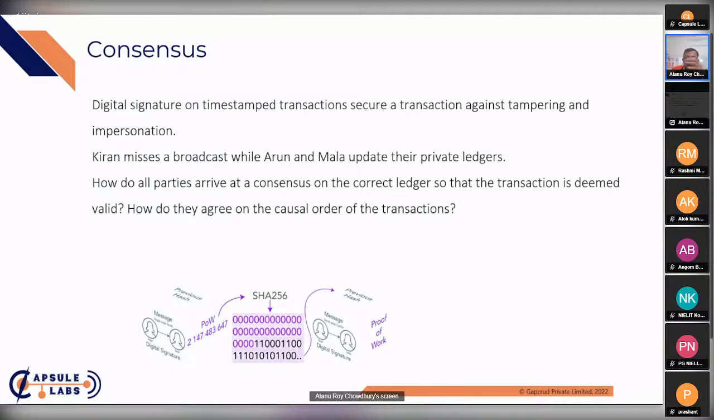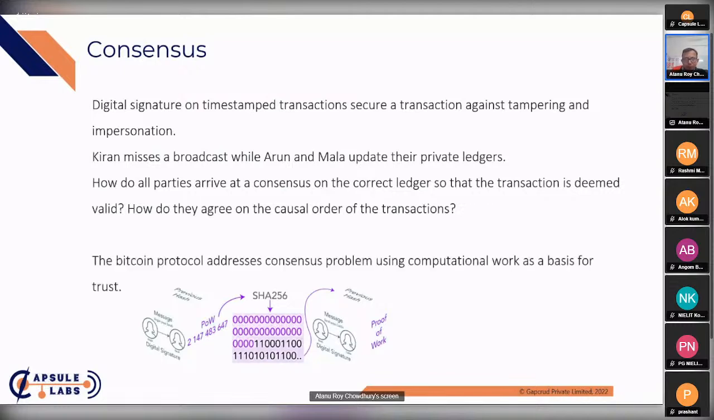But if a group of nodes decide to band together and stop information about a particular transaction from propagating, then there will be two different orderings created. One ordering which has that particular transaction and another ordering which does not have that transaction, right? That is the problem that we will try to resolve.